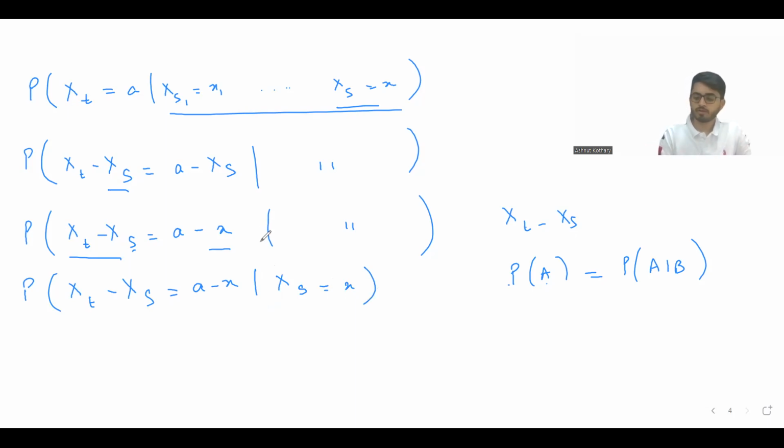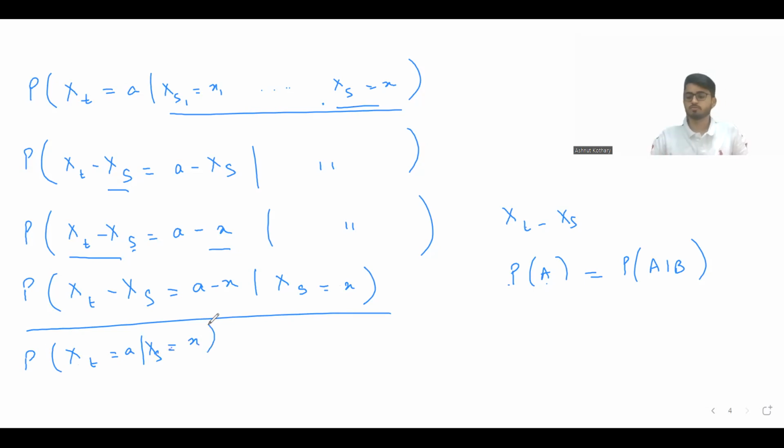Again, I'll go from here to here. What we're doing is Xt minus Xs is independent of its entire past. That is, it is independent of Xs1, Xs2, Xsn, and even Xs. But I'm just writing till Xs. And then in the next step, Xs is nothing but x only. So again, this x and x get cancelled out, and we're left with probability Xt equal to A given Xs is equal to small x. So here, small a is any value, it could be anything.